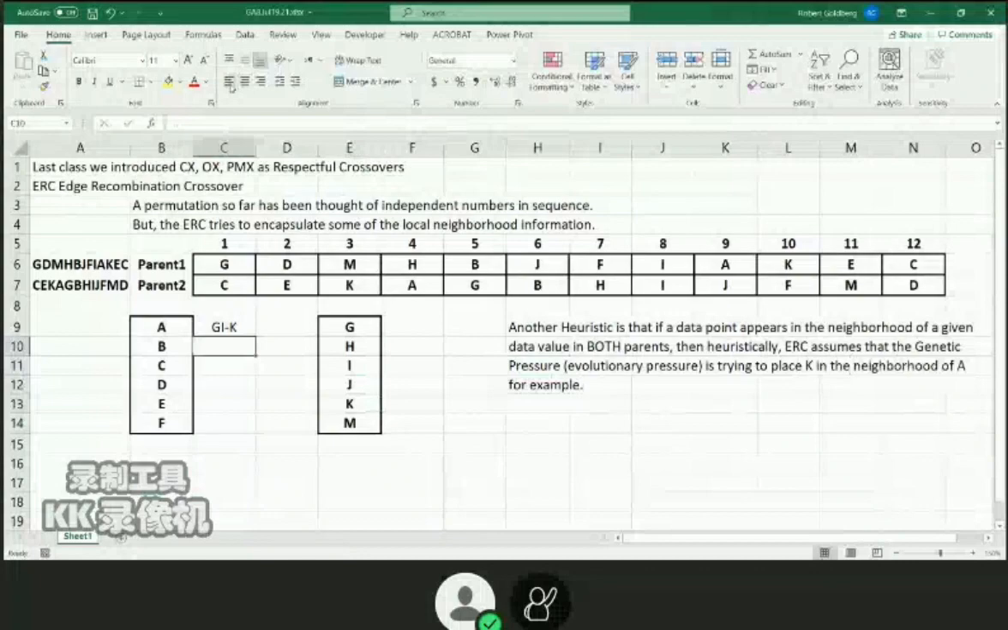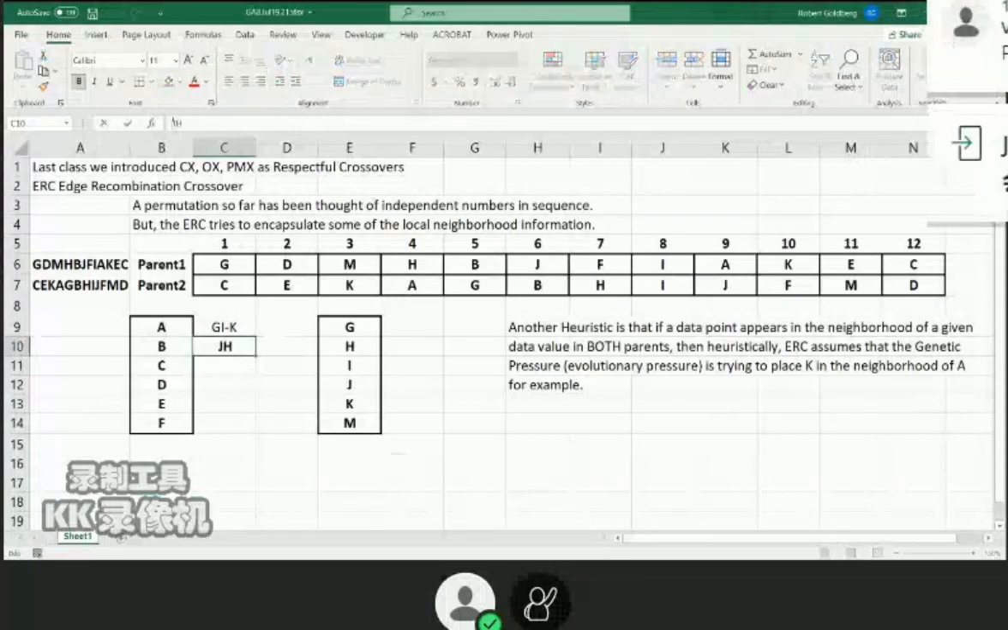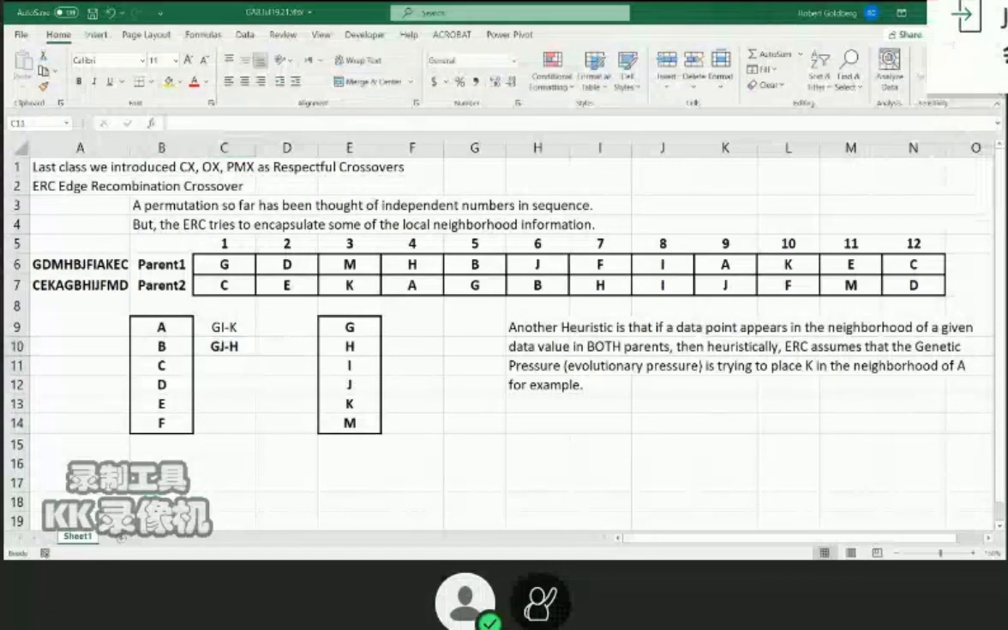Okay, we'll get back to the range. As I said, now we're up to B. So B in the first parent is next to a J and an H. Again, we look alphabetically, and in the second parent, the B is between an H and G. So the G is going to go first, and then the H gets a minus because it appears in both parents. All right, it didn't have to be bolded, but that's okay. Somehow I don't know how Excel does its default format.